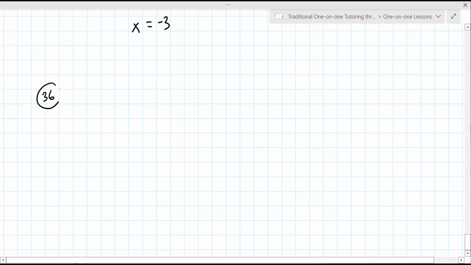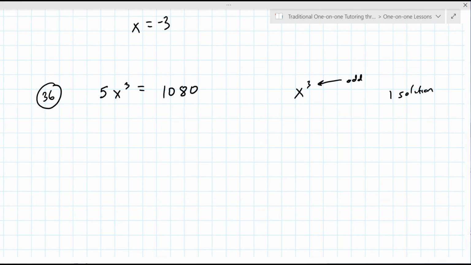So 36 is 5x cubed equals 1080. Because it's x cubed, because it's odd, that tells you that there's only one solution. For the other ones, there could be multiple. We'll get to that. So first thing you do is divide by 5. So grab your calculator and tell me what 1080 divided by 5 is. It is 216. 216, good.